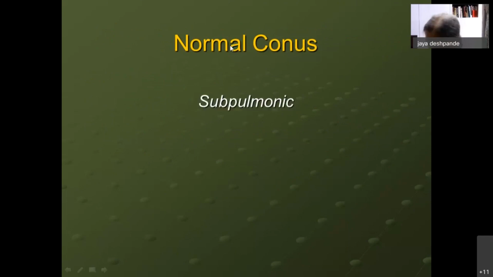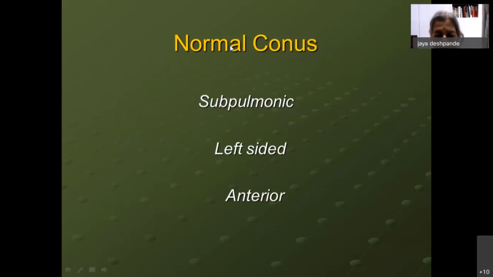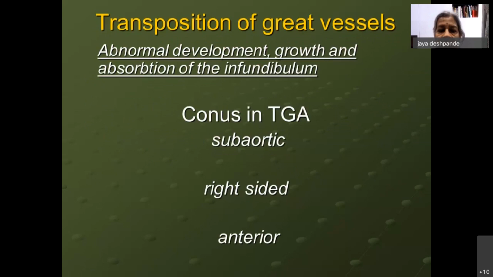So the normal conus is subpulmonic, it is left-sided and anterior. When there is abnormal development, growth and absorption of the infundibulum, as you see in transposition of great arteries, you have a subaortic conus which is right-sided and anterior.